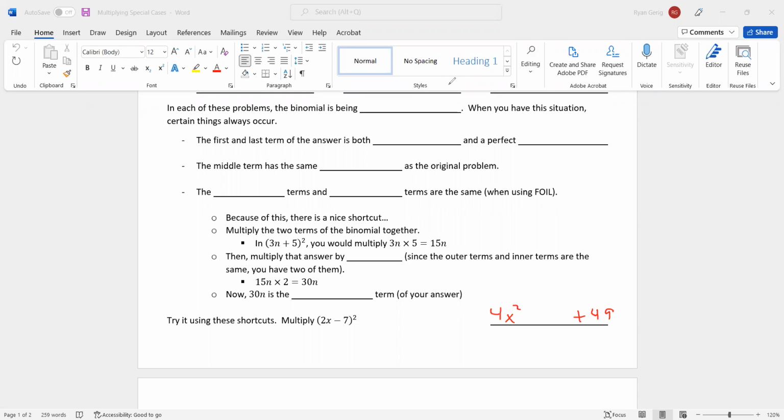Okay. If you forget that and just do 4x squared plus 49, you've done the mistake that I showed you at the very beginning. The middle term, I can do 2x times negative 7. So that's negative 14x, not n. And then I'm going to multiply that by 2, which gives me negative 28x. If you don't believe me, FOIL that. You'll get that answer. Okay.